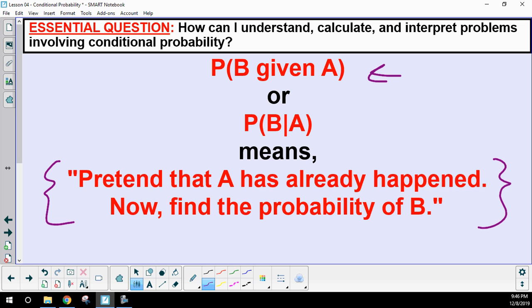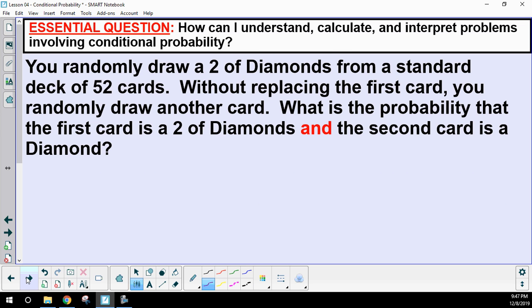So, you randomly draw a 2 of diamonds from a standard deck of 52 cards, kind of like the warm-up before. Without replacing the first card, you randomly draw another card. What is the probability that the first card is a 2 of diamonds and, remember that means to multiply, the second card is a diamond? So 2 of diamonds, there's only one card like that out of the 52. And if that happened, then we need to multiply by that second card being a diamond. If we're down 1 diamond, that means there's only 12 left. And since we're down a card anyway, that means our total went down to 51.